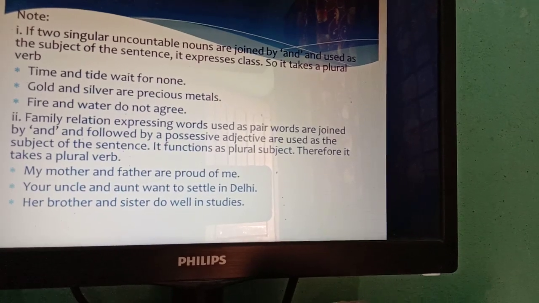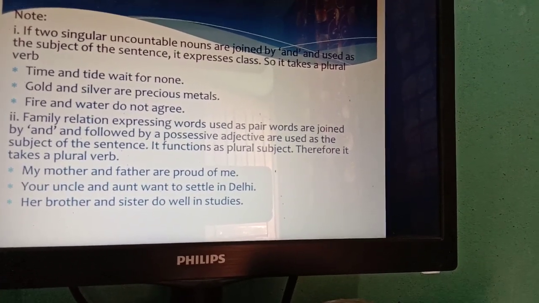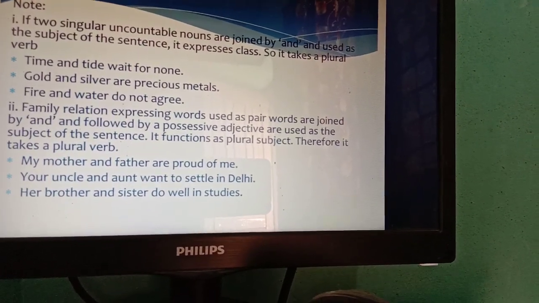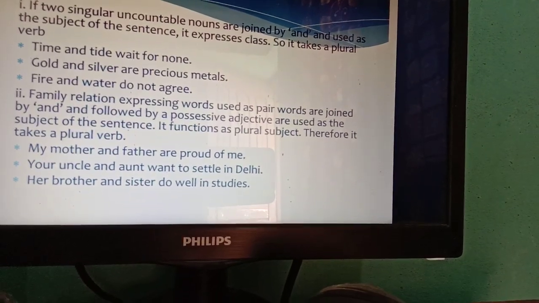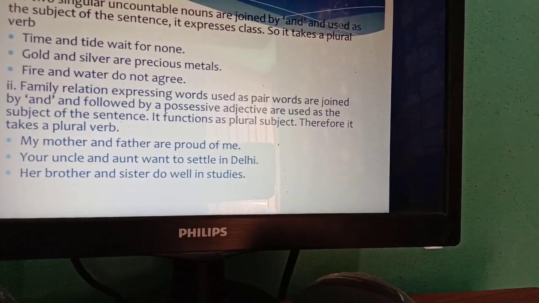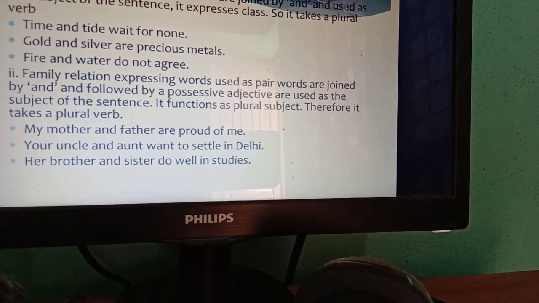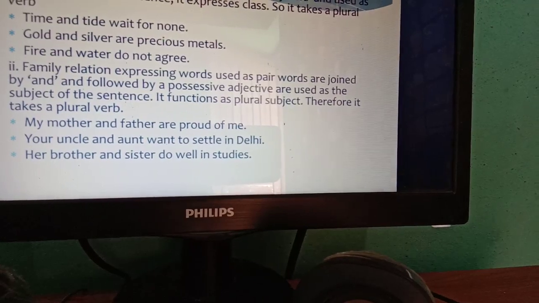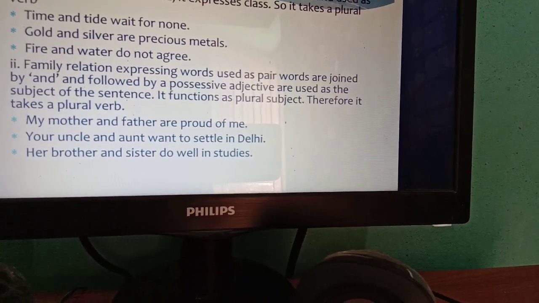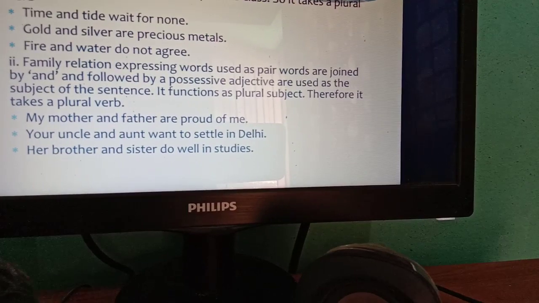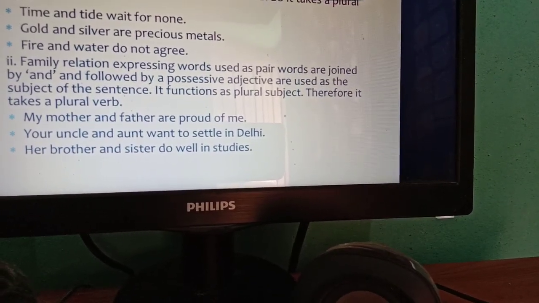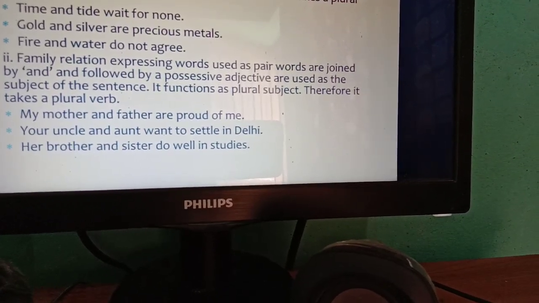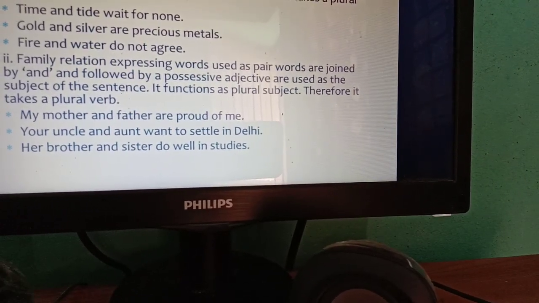Which are the possessive adjectives? Like my, our, your, his, her. These possessive adjectives are used with the subject of the sentence. It functions as a plural subject, therefore it takes a plural verb. For example, my mother and father are proud of me, which means my mother and my father are proud of me. Your uncle and aunt want to settle in Delhi, which means your uncle and your aunt want to settle in Delhi.